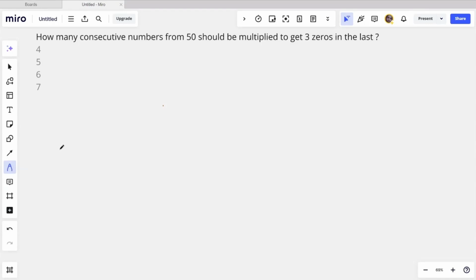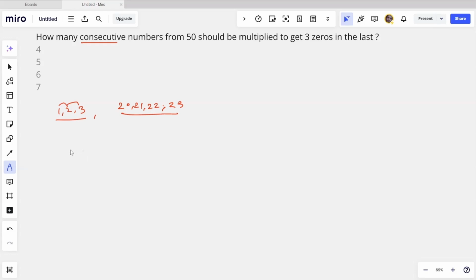So as you can see, how many consecutive numbers from 50 should be multiplied to get 3 zeros in the last? Let me tell you what is the meaning of consecutive. The meaning of consecutive is one after another. Let me tell you, 1, 2, 3, this is one after another. These all are consecutive. Okay, so 20, 21, 22, 23, these all are consecutive.